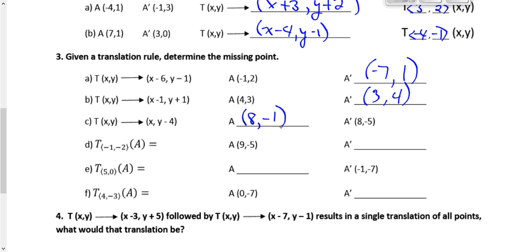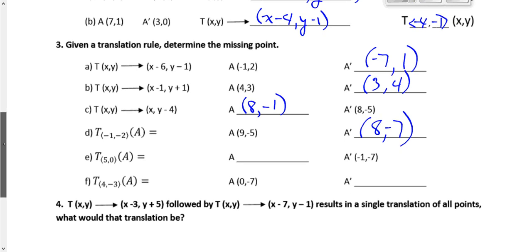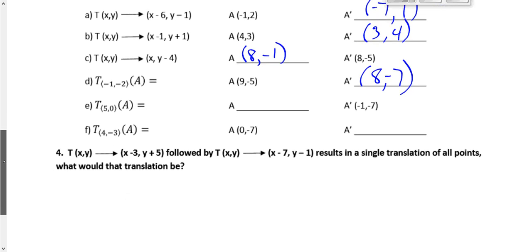Oh, now we're at vector notation. Right? So we take the x, subtract 1, take the y, subtract 2. Where does A prime end up at? 8, comma, negative 7. So notice, we've got pointy brackets for vectors, parentheses for coordinate pairs. Okay, I think we get the rest of that, so let's move on for time's sake.